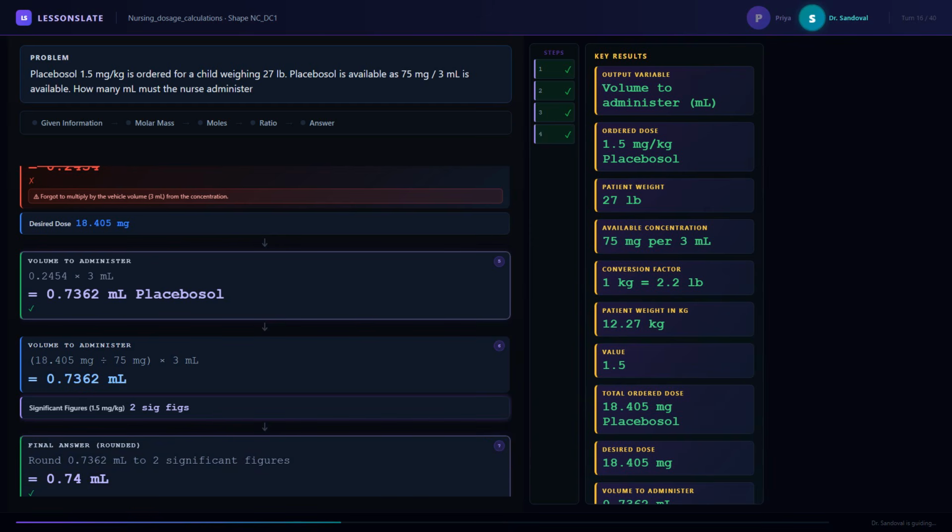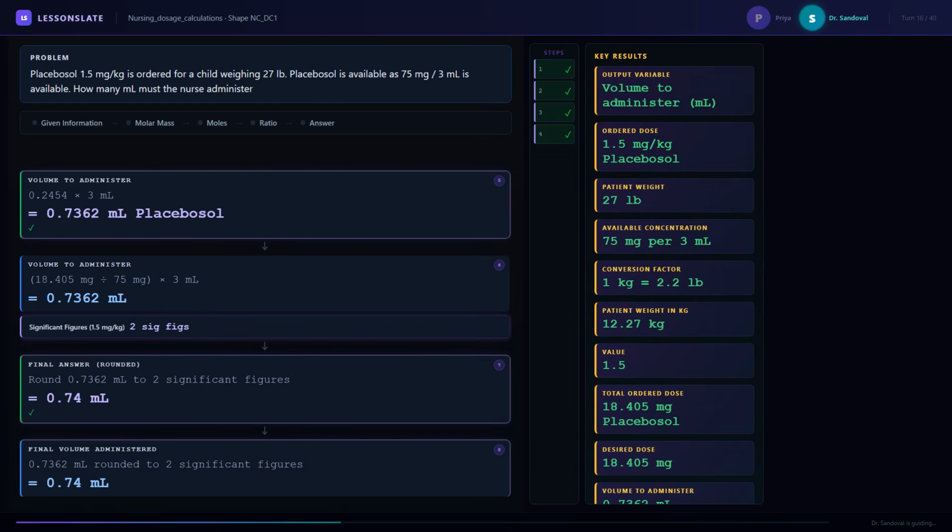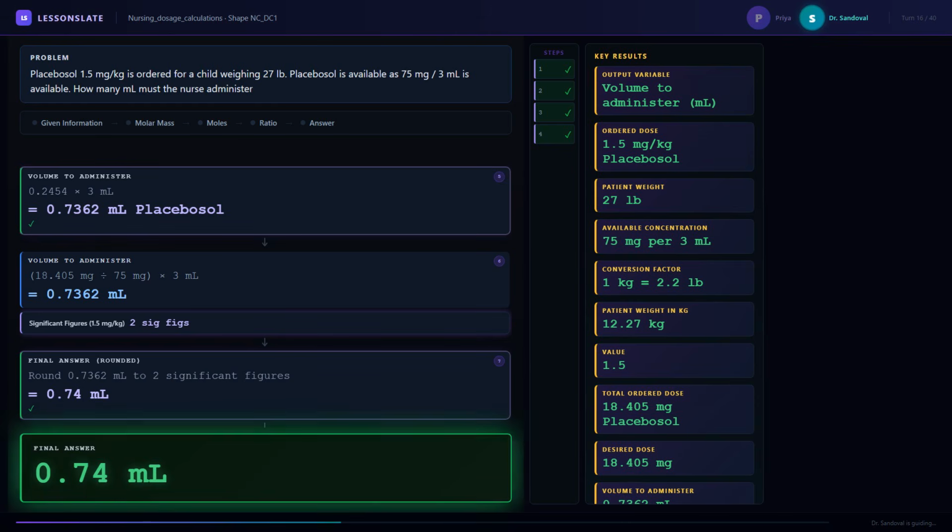You've got it, Priya. Given that the measured values like 1.5, 27, and 75 all have 2 significant figures, our final answer should also be rounded to 2 significant figures. So 0.7362 milliliters correctly rounds to 0.74 milliliters. Congratulations, you've solved the problem. To summarize, we first converted the child's weight from pounds to kilograms, then calculated the total ordered dose in milligrams, and finally used the available concentration to determine the precise volume in milliliters to administer.